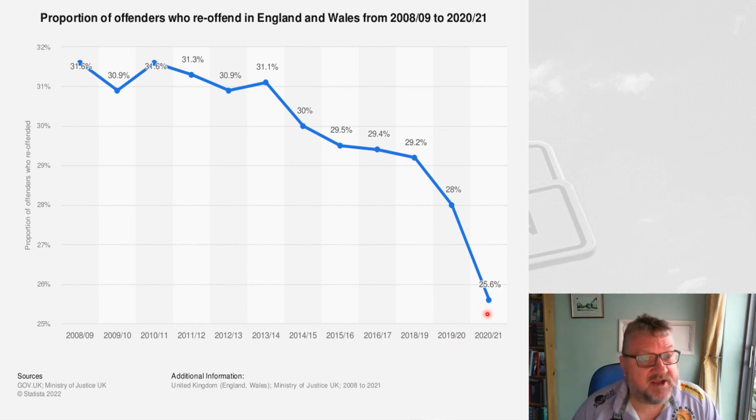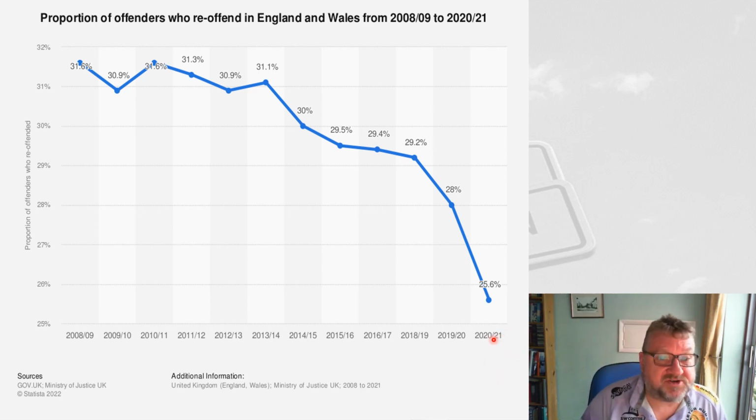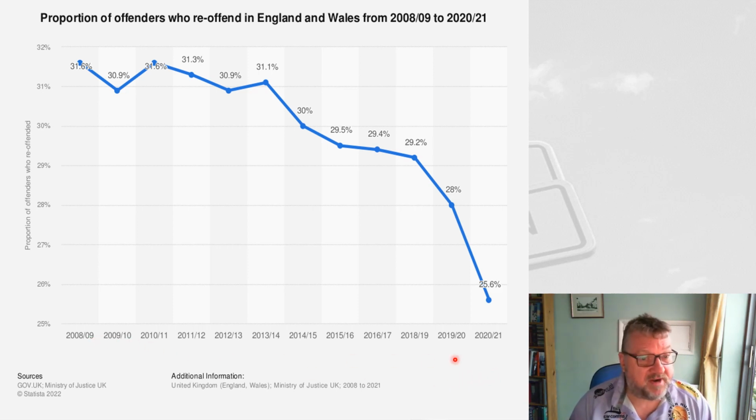But certainly it is going down. So there is a downward spiral. That is a good thing. And so you could argue that perhaps the criminal justice system is getting better as reoffending rates are going down. So therefore it's starting to do its job. And if they continue to go down, that will be good. But they still remain over 25%.